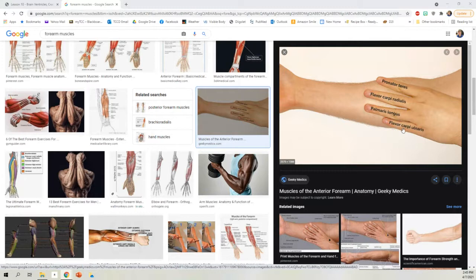Your pinky represents flexor carpi ulnaris. Your fourth finger, your ring finger, represents palmaris longus. And that middle finger represents flexor carpi radialis.